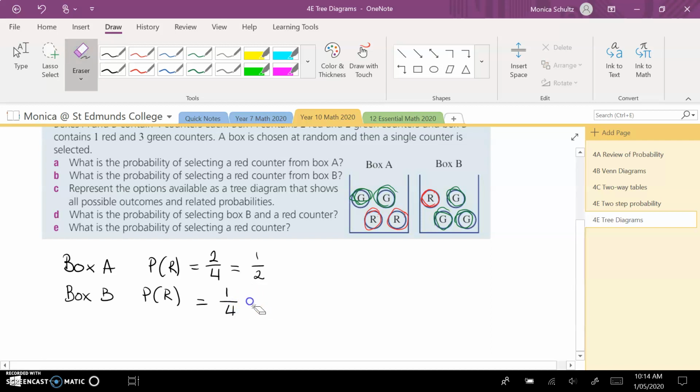I don't know why I started to draw like I was going to. Okay, and that is part A and B done for this question.